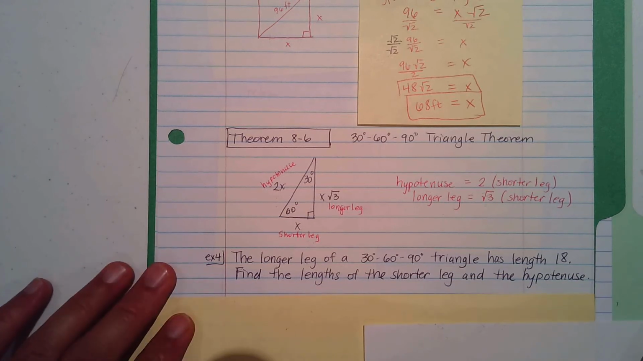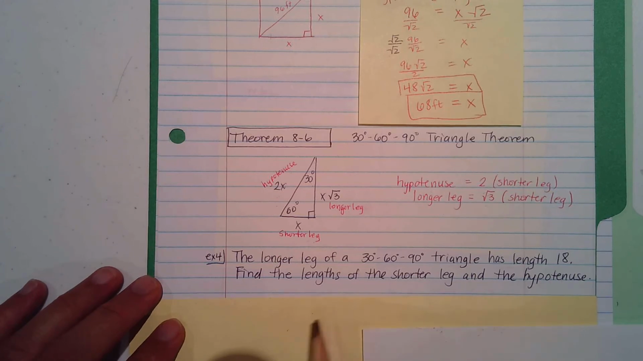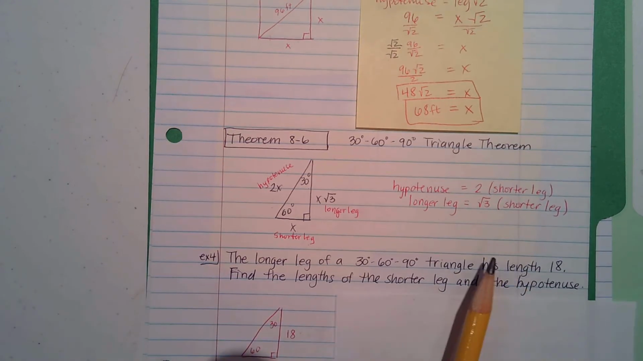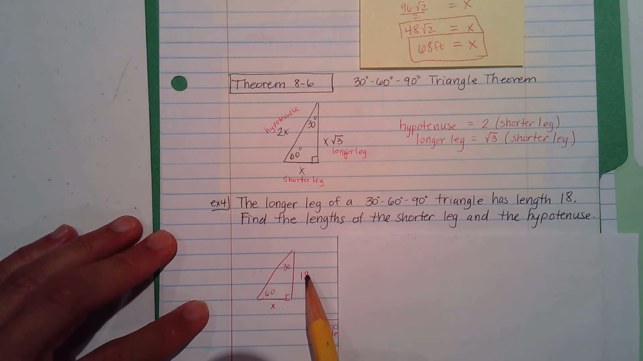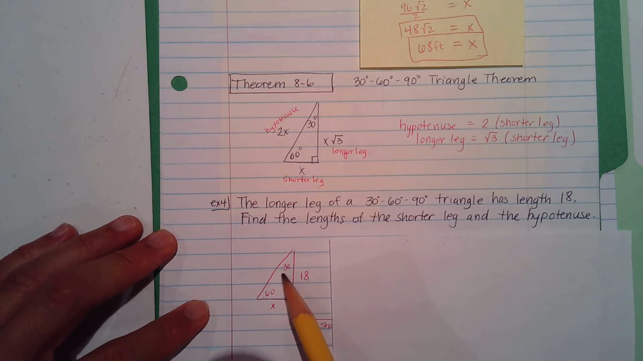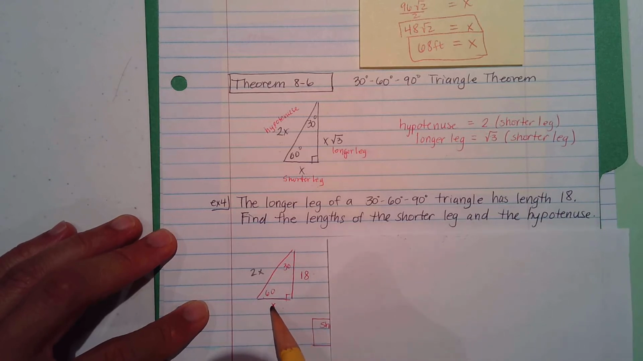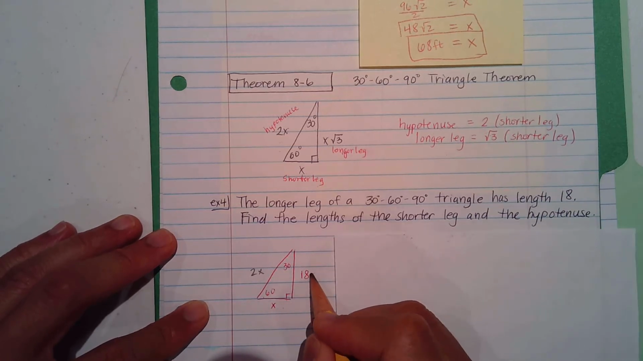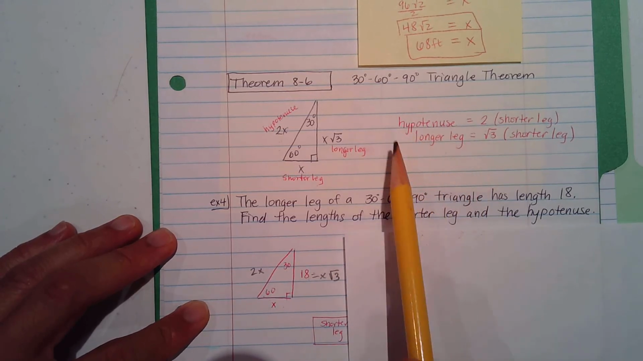All right, so in example 4, they state the longer leg of a 30, 60, 90-degree triangle has length 18. Find the lengths of the shorter leg and the hypotenuse. So let's draw. So here's our 30, 60, 90. This is x. This is 18. And now we have to find the lengths of the shorter leg and the hypotenuse. Well, if you recall, opposite 30 is x. Opposite 90 is 2x. Opposite 60 is x radical 3. And that's what we learned from up here.